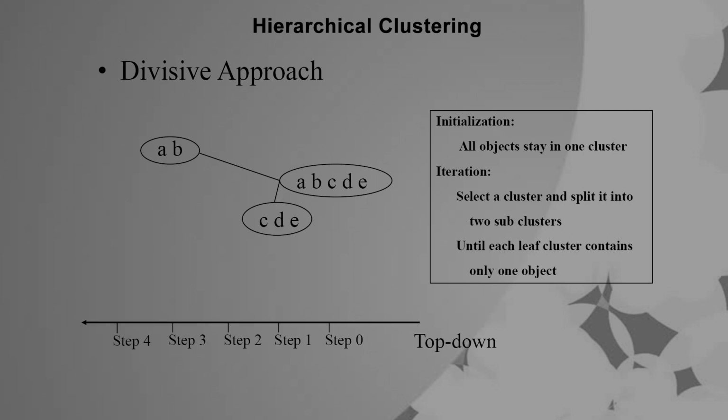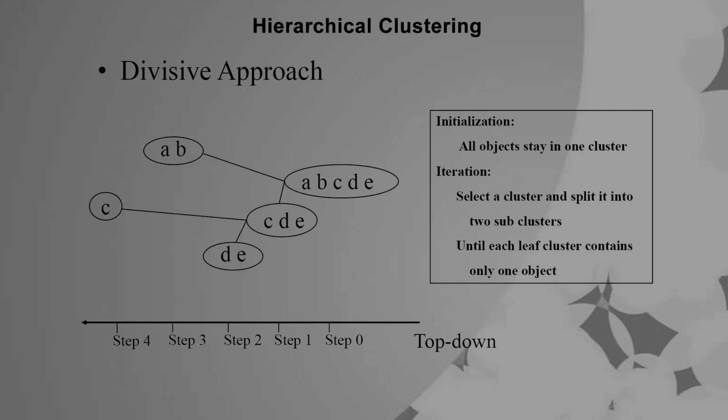Let us do that on the left side. If I am going to split the A, B, C, D, E cluster, I get two different clusters, A, B and another one C, D, E, as you can see in the visual. Then the cluster C, D, E is split into two clusters, one consisting of C alone and the other consisting of D and E. Again, we will break them further into smaller clusters.